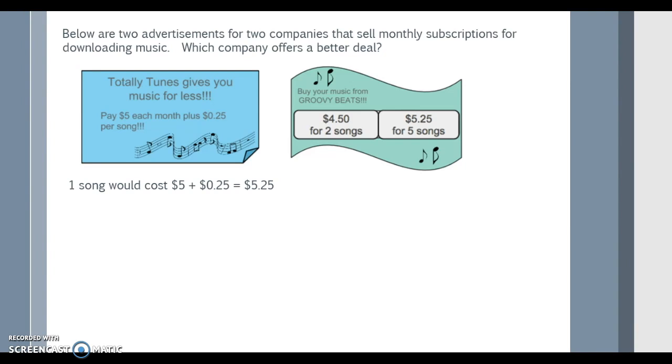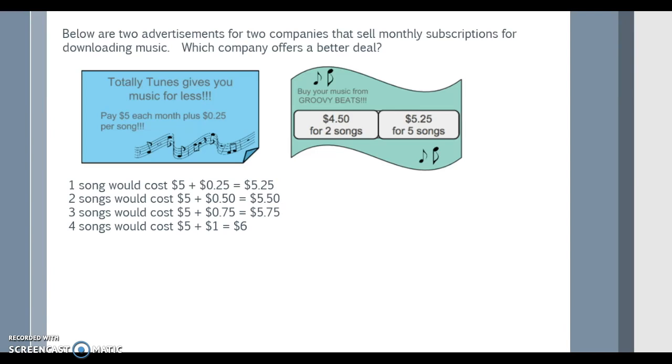So on the left-hand side, one song would cost the $5 plus the 25-cent fee. If I did 2 songs, it would be $5 plus 50 cents, 25 cents for each. 3 songs would be $5.75. 4 songs would be $6. So our general rule is y is equal to 25 cents times how many songs we download plus the $5 fee.